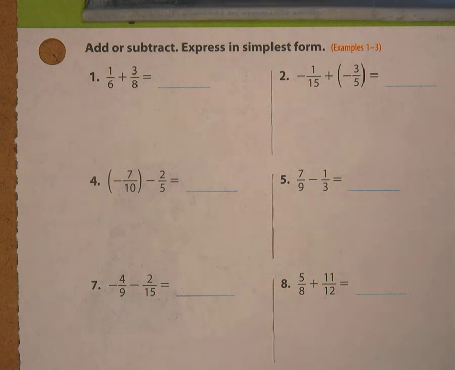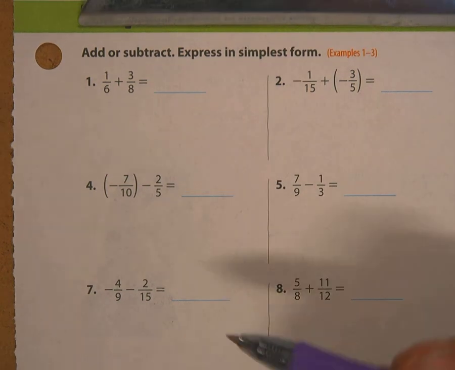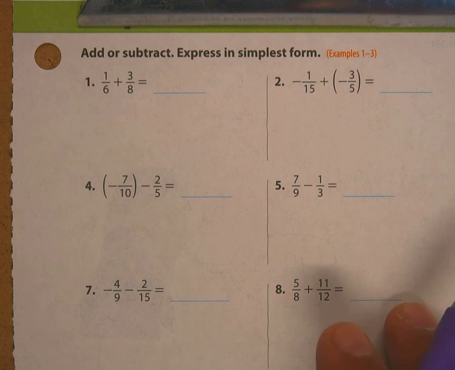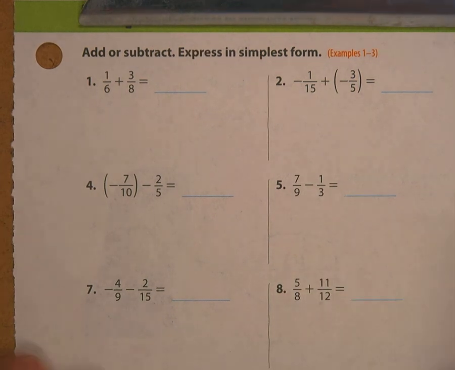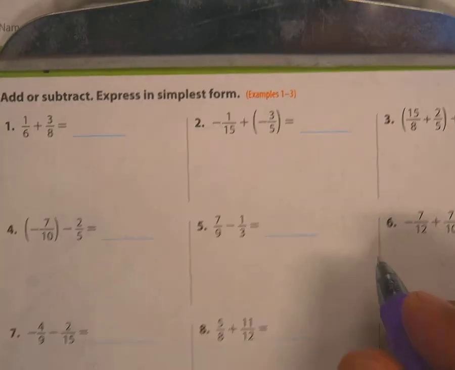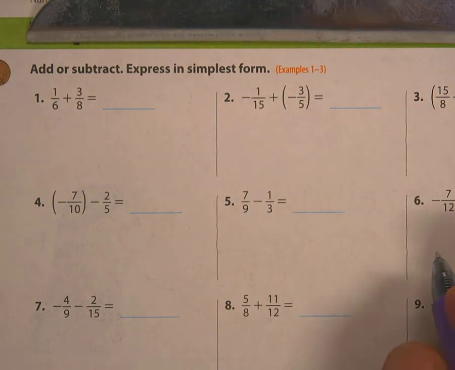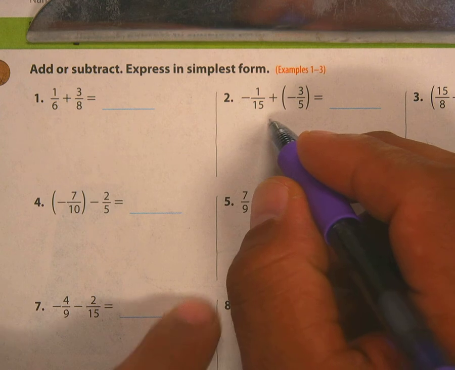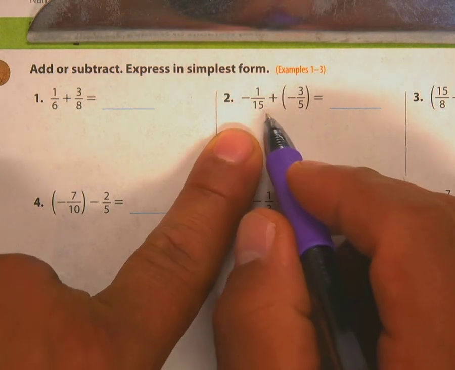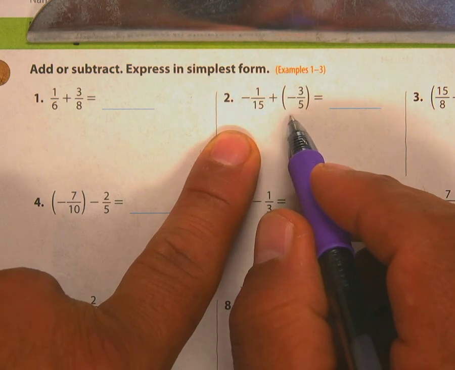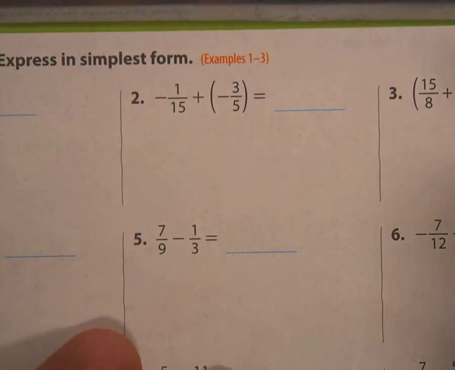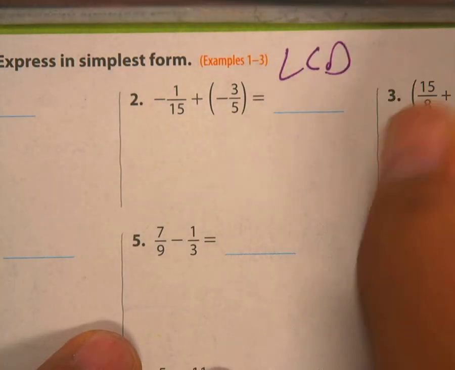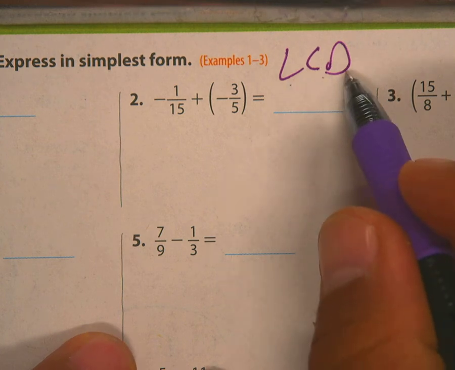Okay, real quick, I'm going to show you a couple of examples on how to add unlike fractions. They're called unlike because the denominators are not the same. So for example, here you have to think, okay, 15 and 5, what do they have in common, or what's the LCD? Think of the word LCD, least common denominator.